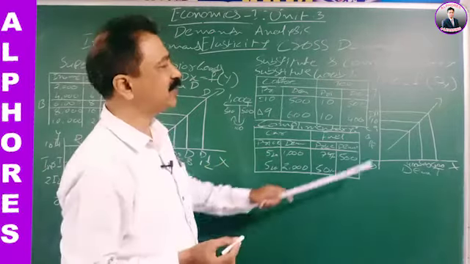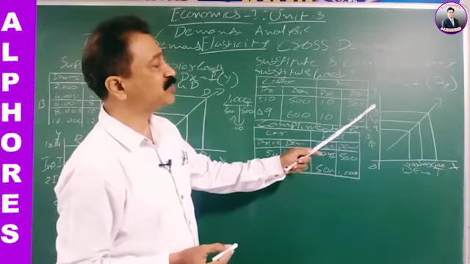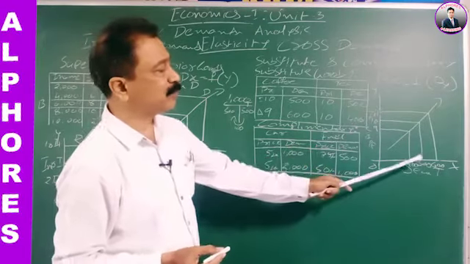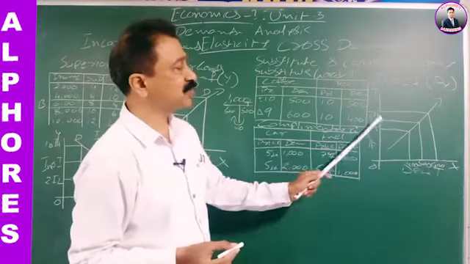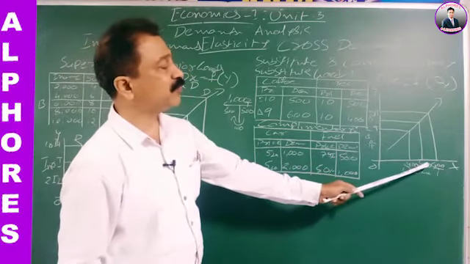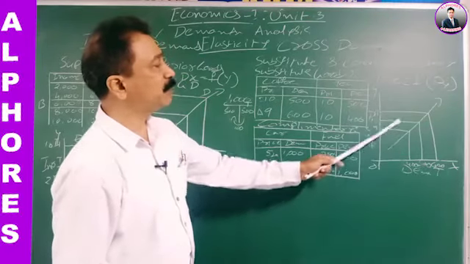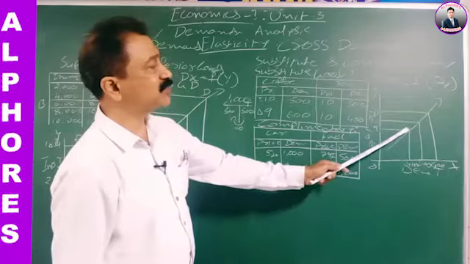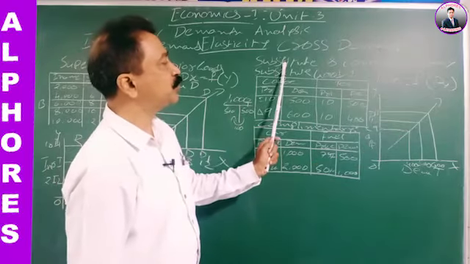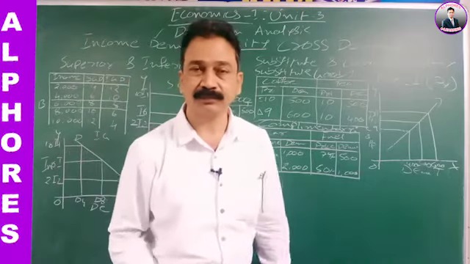Now you got it. There is a positive relation. If Y good price increases, demand for X good increases. If Y good price decreases, demand of X decreases. This is shown with the help of this table as well as graph. So substitute goods have a positive relation.